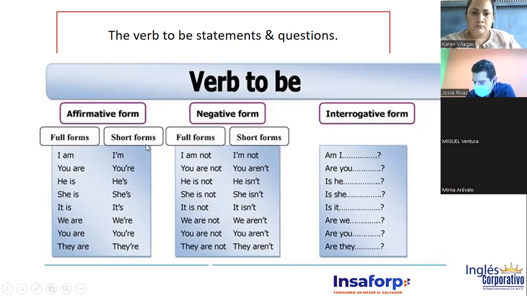And there are some short or contracted forms that are commonly used in English, like instead of saying I am, they say I'm.